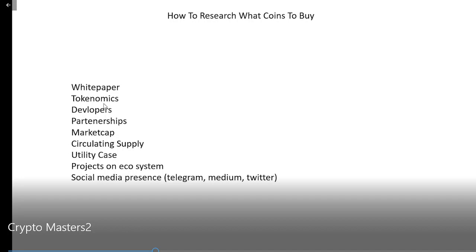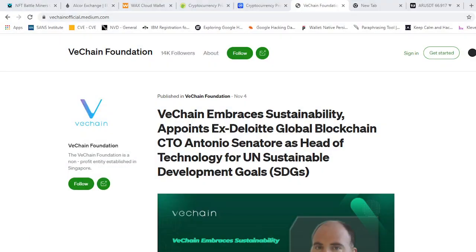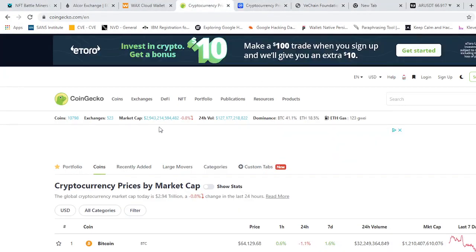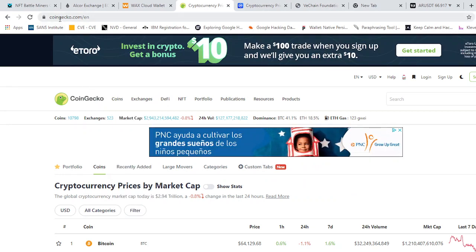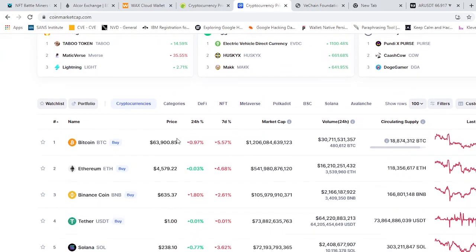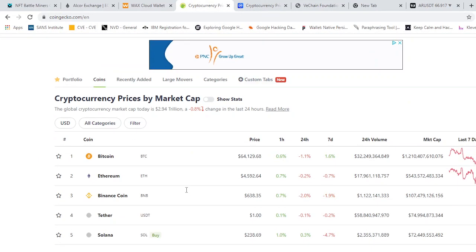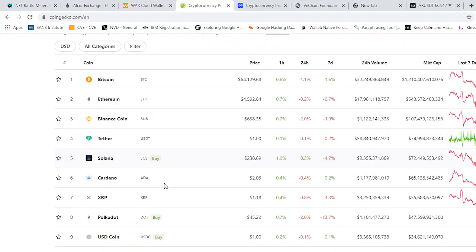Now, white paper, tokenomics, developers, partnerships, market cap, circulating supply, and use case: how do you find those things? You start off by going to one of two places. You can go to CoinGecko.com or you can go to CoinMarketCap.com. As you can see, all the coins, prices, etc. are right here on CoinMarketCap, and on CoinGecko it's the same thing.